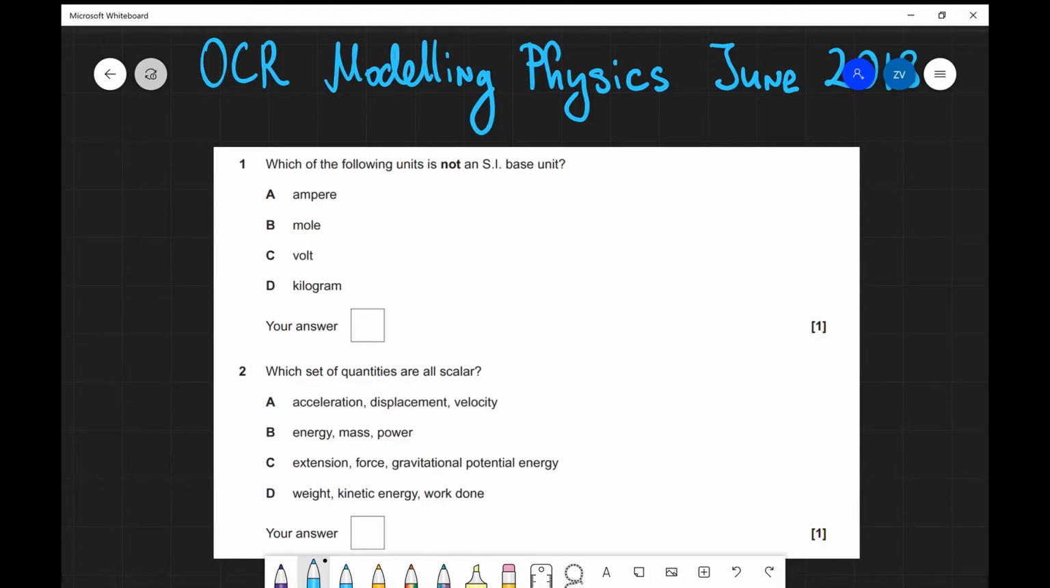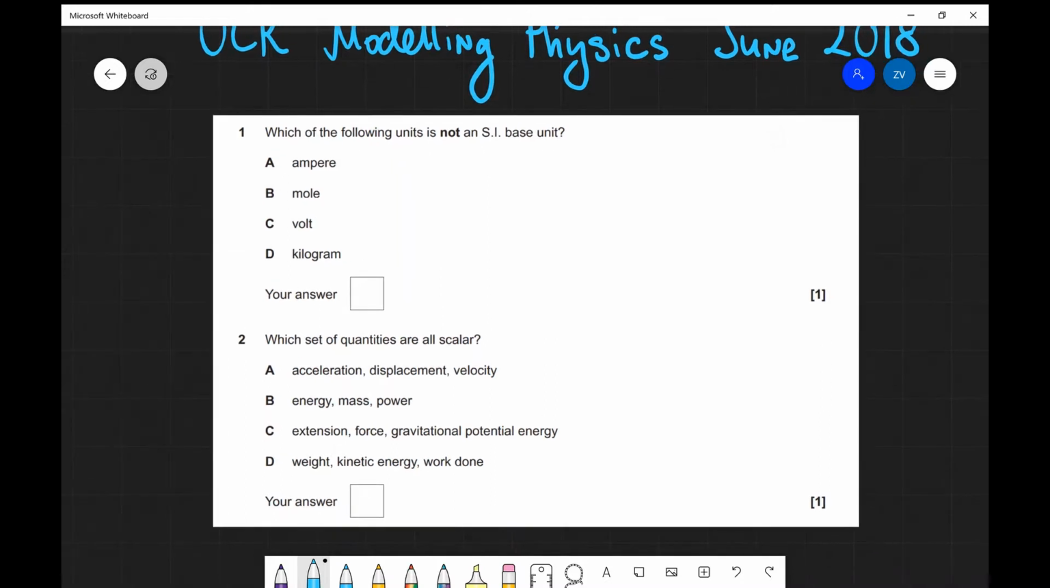So let's get started. Question number 1. Which of the following units is not an SI base unit? The amp, well, that's a base unit. The mole, that's also a base unit. The volt, definitely not. And the kilogram is. So remember, there's only a few base units and you need to know all of them. And if you haven't watched my base units video, please scroll through the channel and you'll be able to find one. So the correct answer for this one is C.